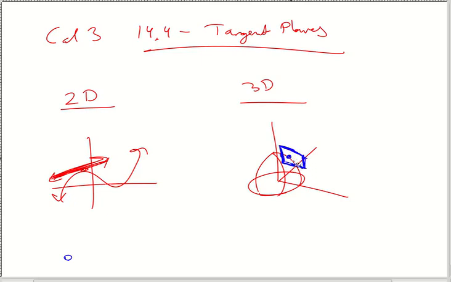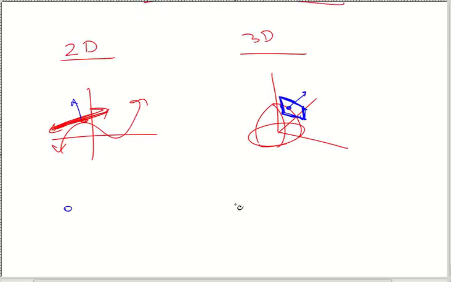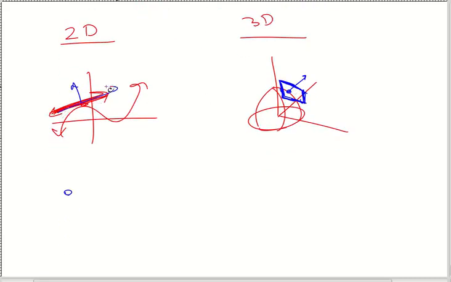Kind of like a piece of paper that's touching only at one point, and therefore you can see that it's, well, your tangent line, kind of. It's just a tangent plane now. So what I'm trying to get at is the concept here is basically identical. How did you find a tangent line? How did you find this tangent line?